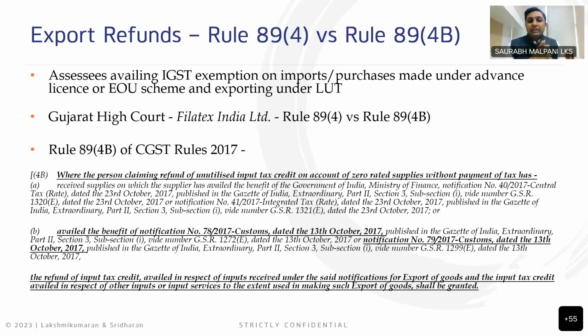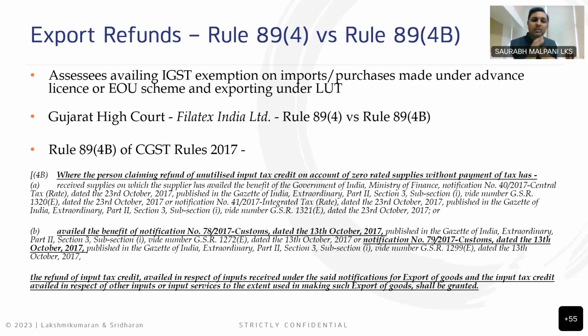But there was a Gujarat High Court judgment in Philatex India Limited. This came a year back. This judgment actually brought to light rule 89(4)(b). The department, 1 or 2 years back, started denying refunds to whom? Those assessees importing under advance license without payment of IGST, exporting under LUT and claiming refund under the turnover formula.